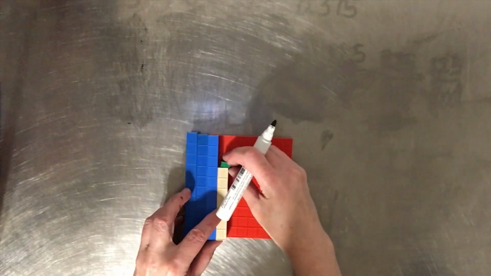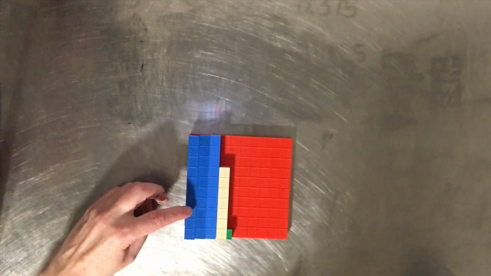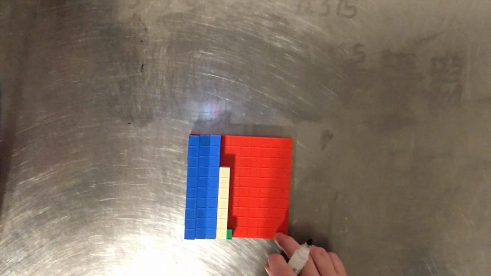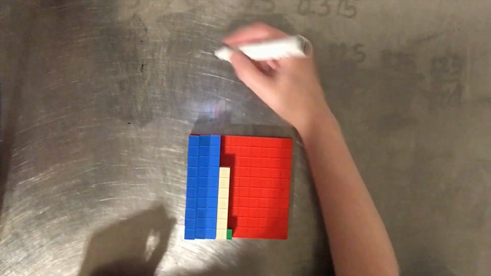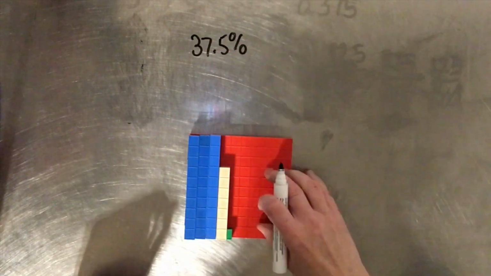So we have 37.5. Can you see how that's, I'm going to actually put that down here. Can you see how that's 10, 20, 30, 37.5 out of here? It's not the whole thing, it's 37.5%. We don't have the whole piece, we just have part of the piece, okay?